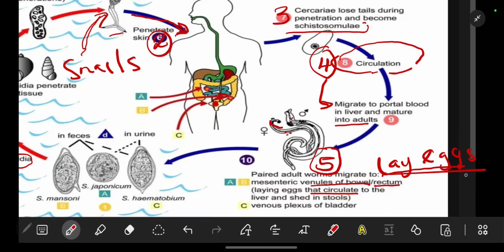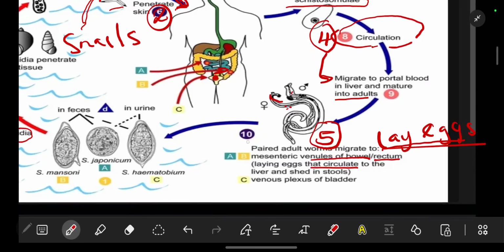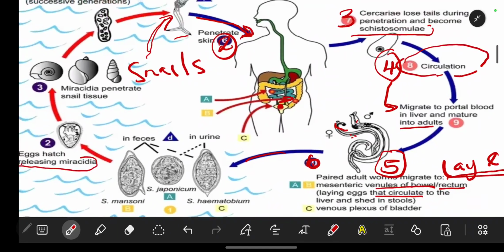Then number 6 will be that they will be discharged in urine and feces. So they will be removed. That will be our number 6. So they are removed in urine and in feces.